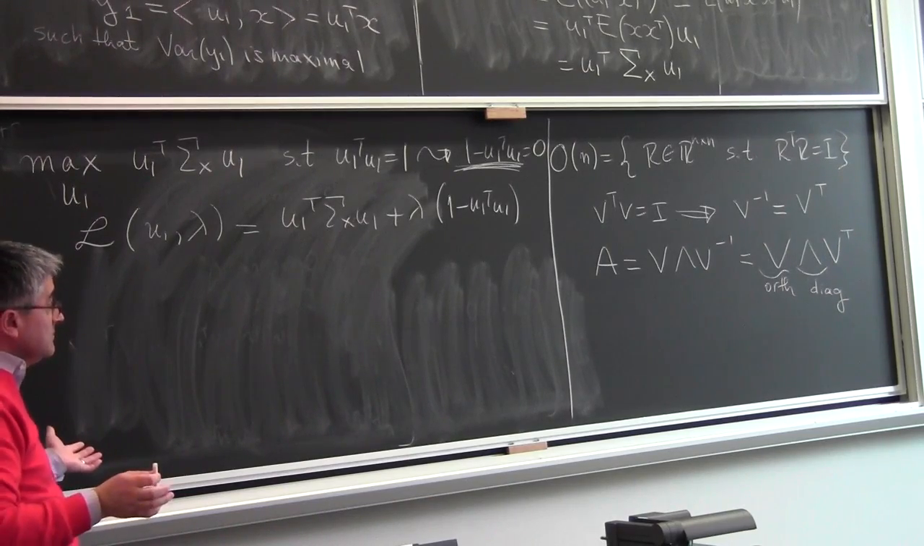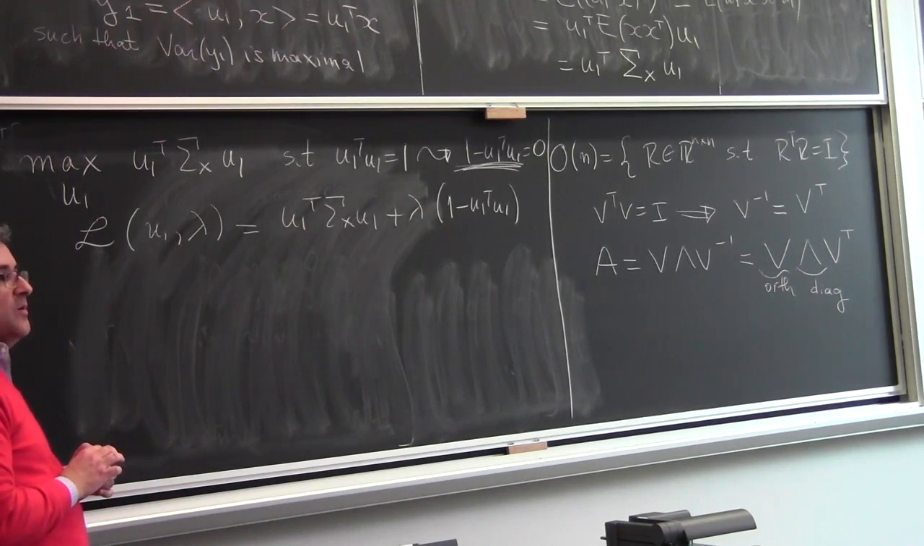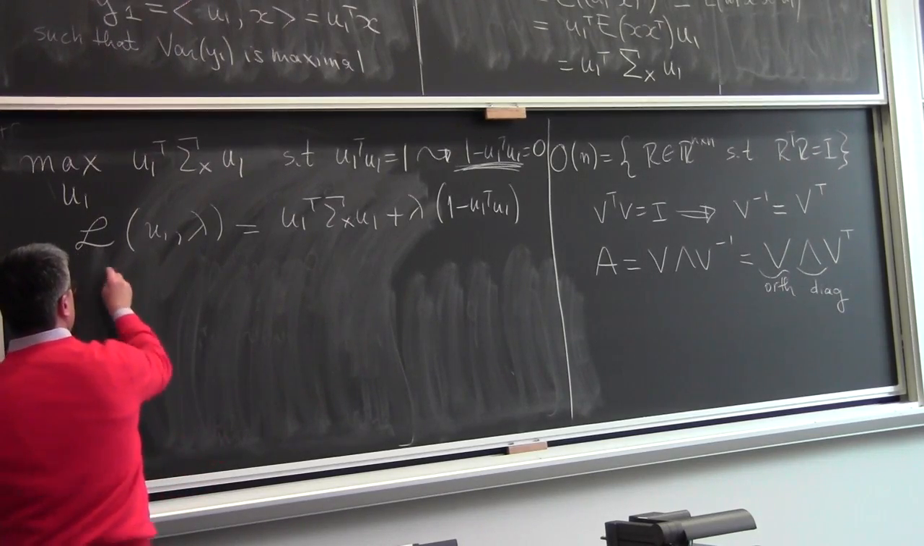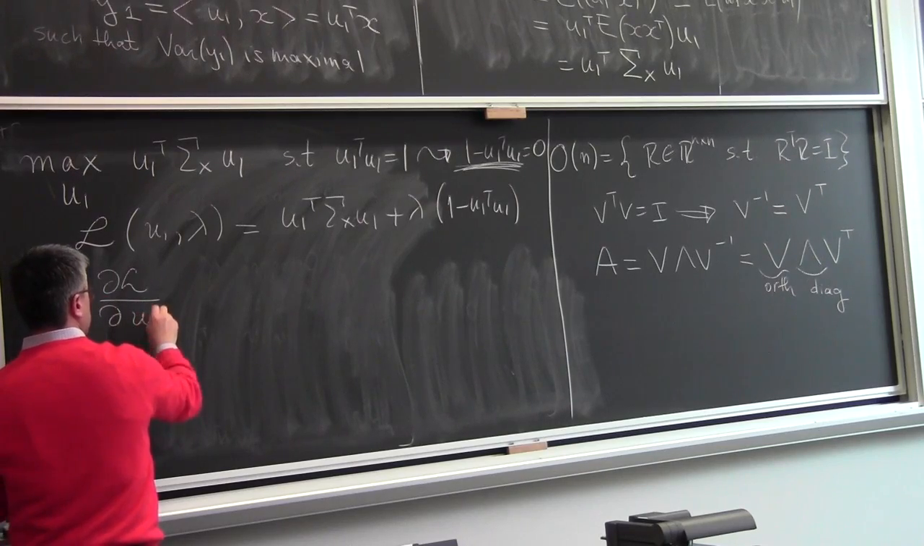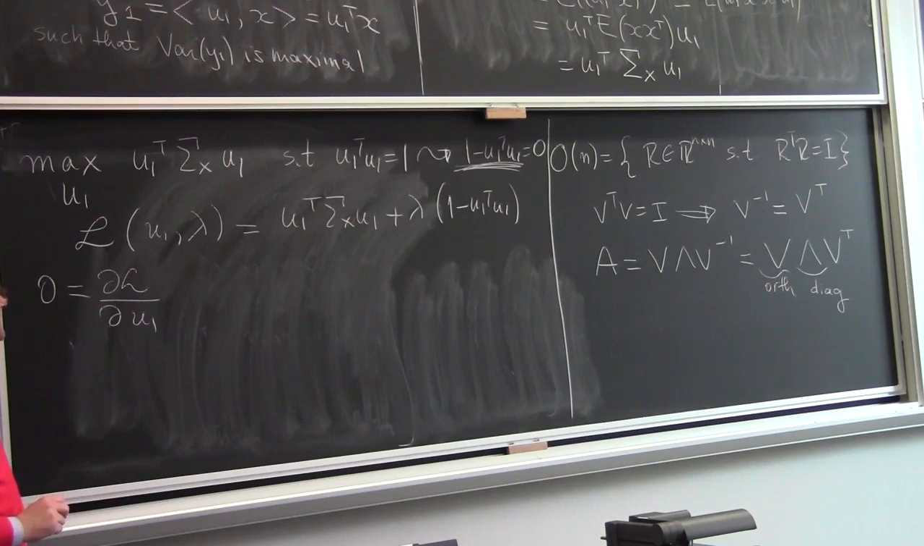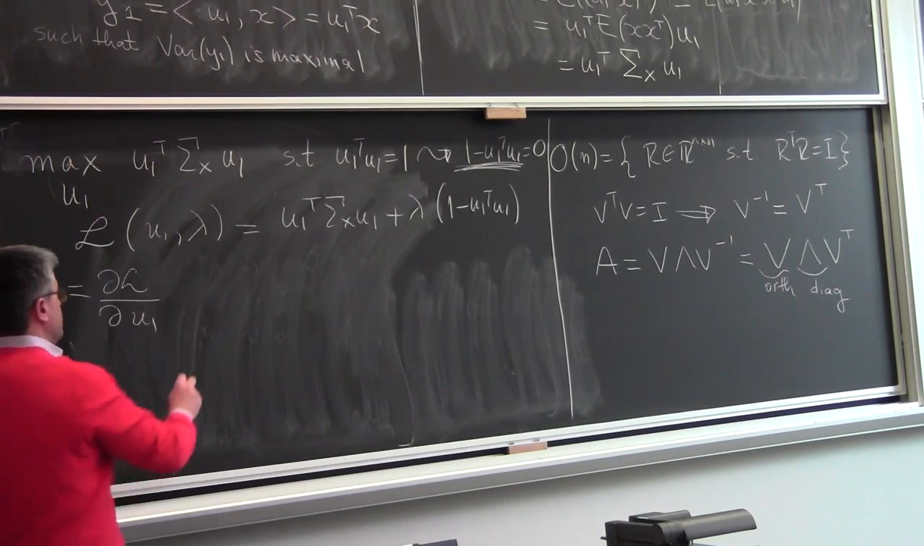Okay? And now I pretend that the problem is unconstrained. And I'm going to first compute the first order condition. So the derivative of the Lagrangian with respect to U1 needs to be 0. That's my first equation. So what is the derivative of this thing with respect to U1?